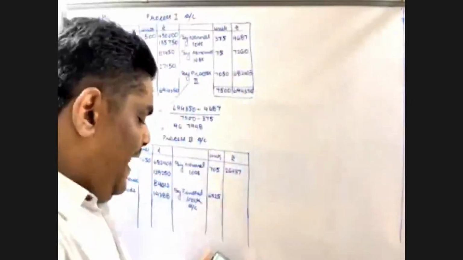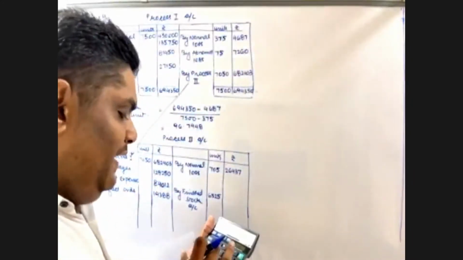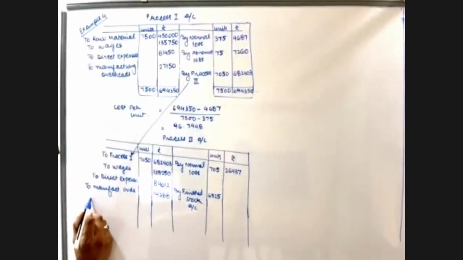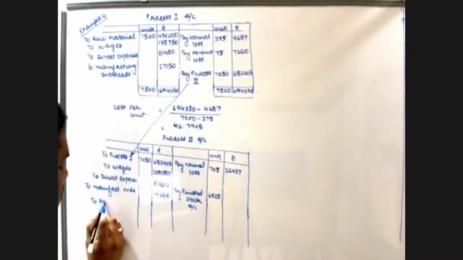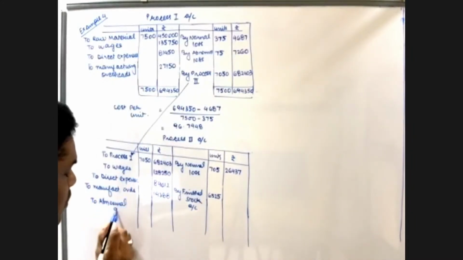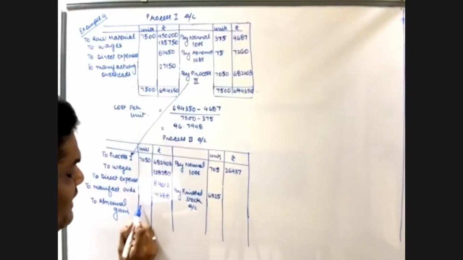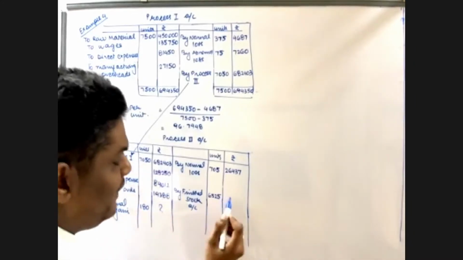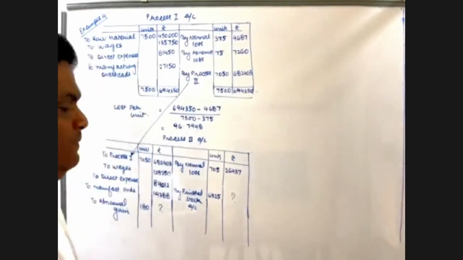Now, 7050 was my input, and I was expecting a production of 6345. However, my actual output is 6525. So the balancing figure is abnormal gain, that is 180. Now the point is we have to calculate the value of these units.